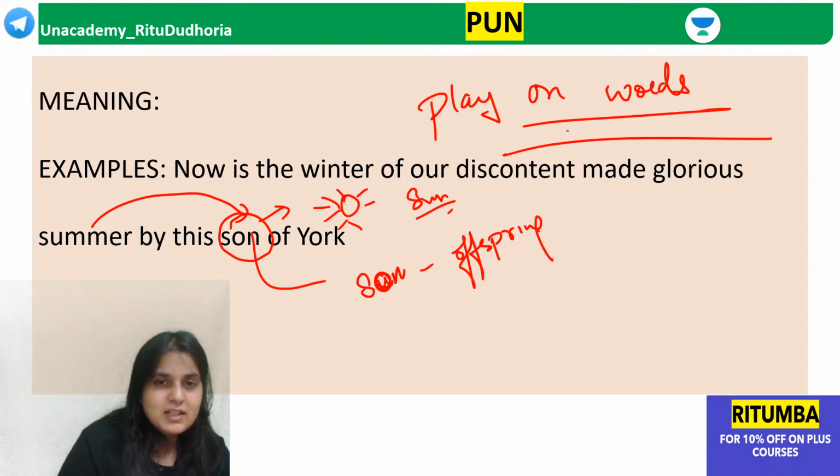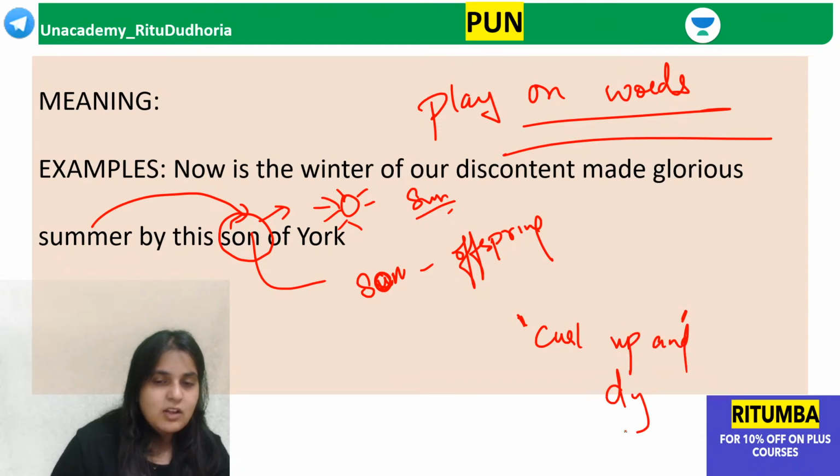Okay. So guys, pun is basically a play on words. For example, guys, if I say there's a salon and the salon name is curl up and dye. Salon का नाम है curl up and dye.